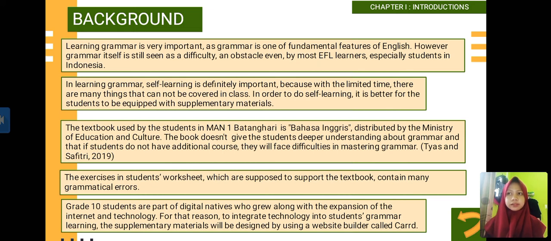Since there is already a lack of grammar materials in the textbook, and that there are many obvious grammar errors in the student's worksheet, I, as the researcher, see the need to design supplementary grammar materials for the grade 10 students of MAN 1 Batanghari. Also, grade 10 students are part of digital natives who grew along with the expansion of the internet and technology. For that reason, to integrate technology into students' grammar learning, the supplementary materials will be designed by using a website builder called Canva.